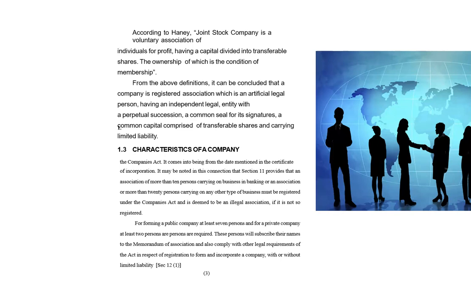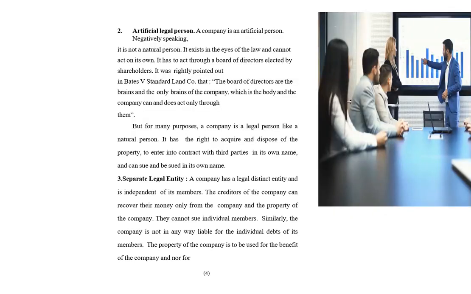It may be noted that Section 11 provides that an association of more than 10 persons carrying on business in banking, or an association of more than 20 persons carrying on any other business, must be registered under the Companies Act. So if the members are more than 10 in the case of banking and more than 20 otherwise, it has to be registered with the Registrar of Companies mandatorily.